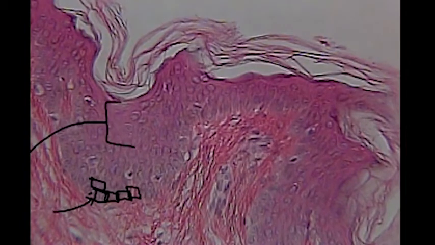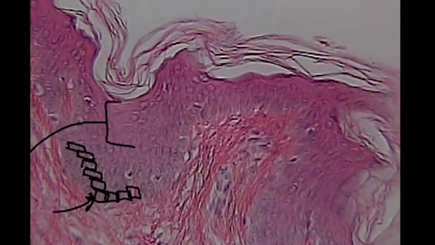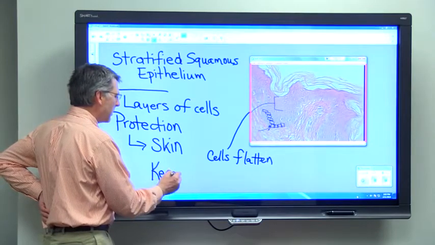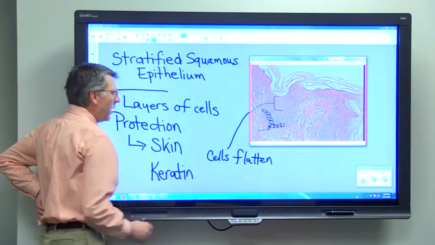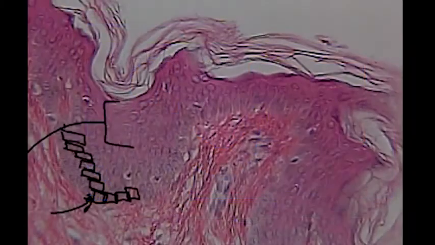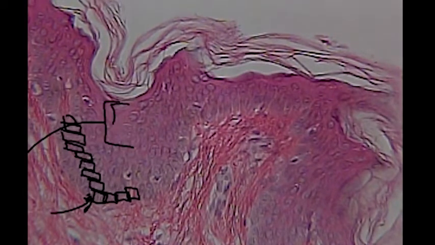And then as the cell division occurs again down here, then that cell moves up again and moves up again and moves up again. But as the cell moves up, it also indicates that the cell is getting older. And in your skin, as the cells get older, they take on a protein called keratin. And as they take on this keratin, the cells flatten more and more. And by the time they get up in this area, many of them have lost their nucleus.